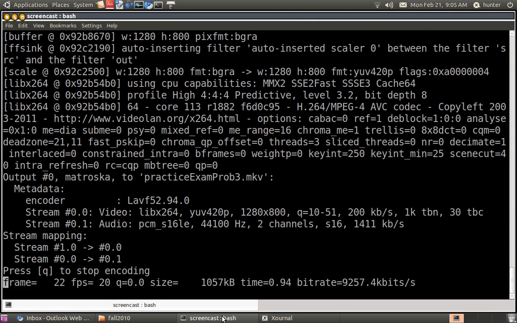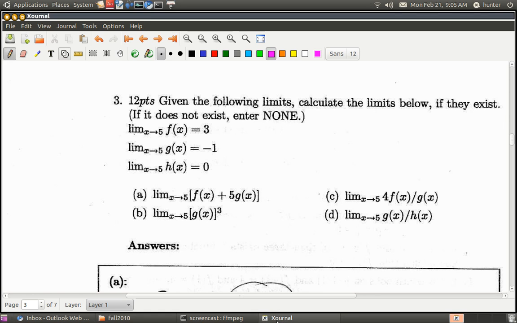Now let's do problem 3 from the practice exam. So here it is. Given the following limits, calculate the limits below. If they exist; if it doesn't exist, enter none. Okay. So we just have some functions f, g, and h, and as x goes to 5, those are their respective limits. f goes to 3, g goes to -1, and h goes to 0.